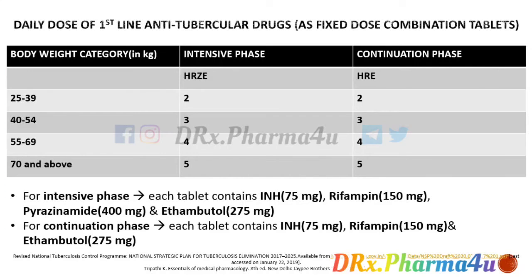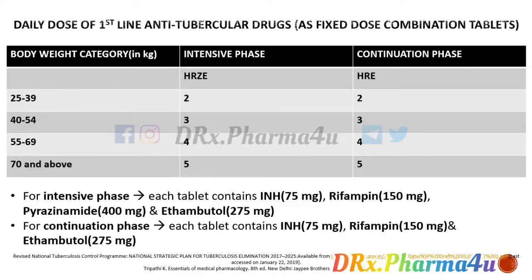If your body weight is in the range of 40 to 54 kilograms, intensive will be 3, continuation will be 3. If your body weight is in the range of 55 to 69 kilograms, intensive will be 4, continuation will be 4. And if your body weight is 70 kilogram and above, intensive can be 5 and continuation can be 5. So for the intensive phase, the number that you have seen, 2, 3, 4, 5, this is the number of fixed dose combination tablets.